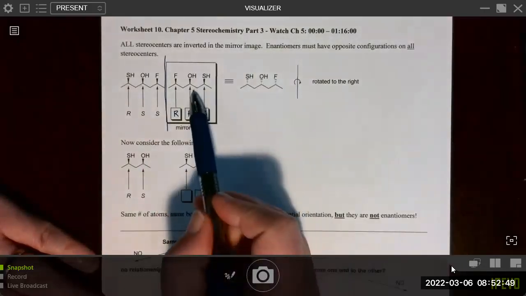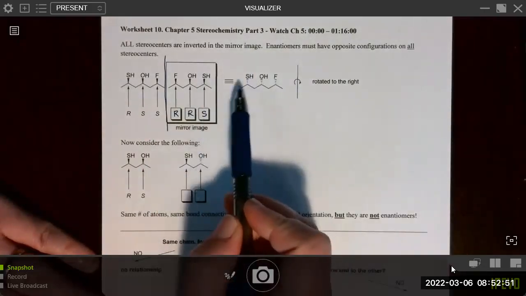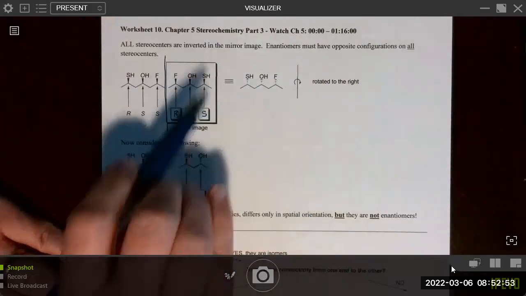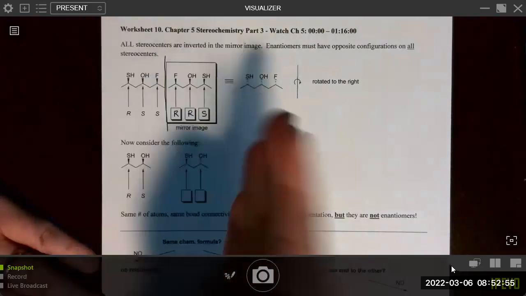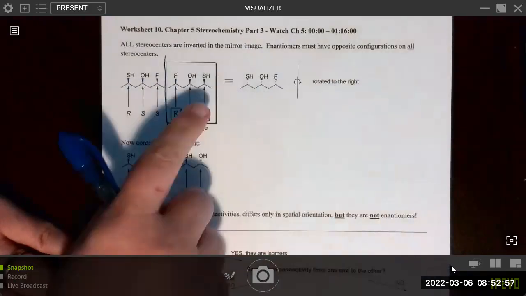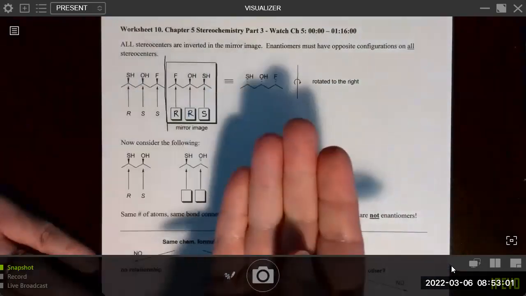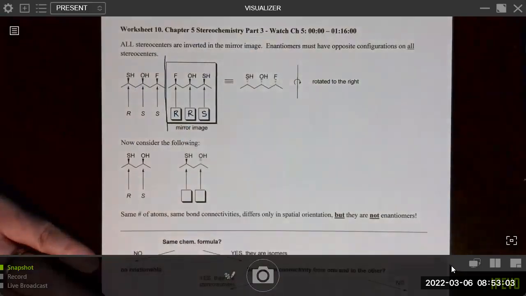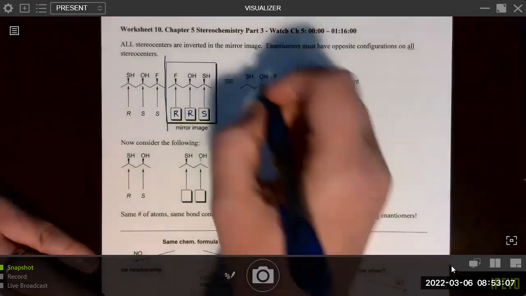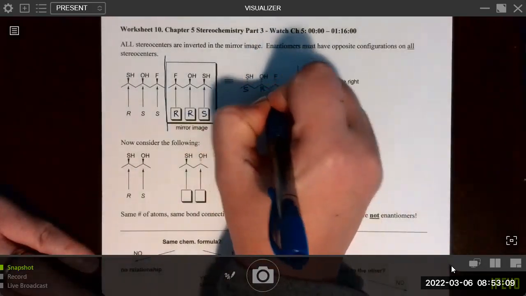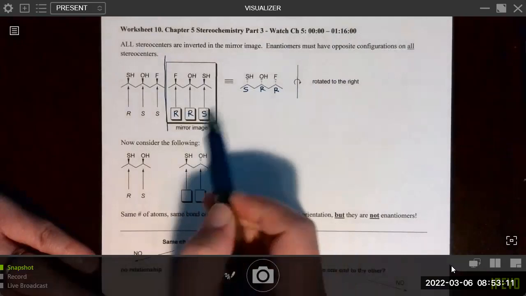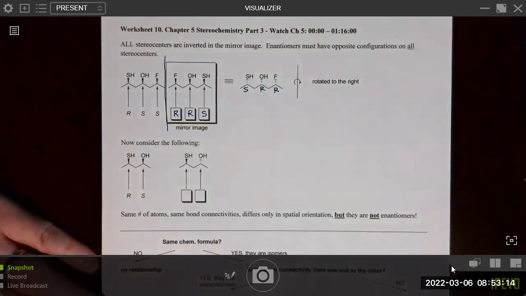And this is really going to be identical to this one, because this is essentially just taking this and flipping it over. Remember that whatever is coming out at you on a wedge is going to be pointed back when you flip it over. These are actually identical compounds. I can go ahead and label this as SRR, identical to what we have here at the same carbons.